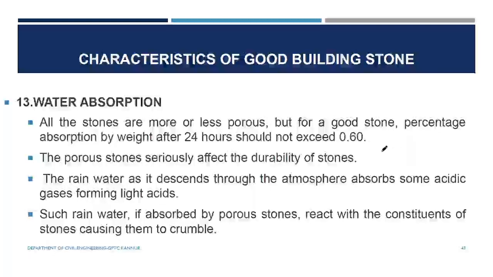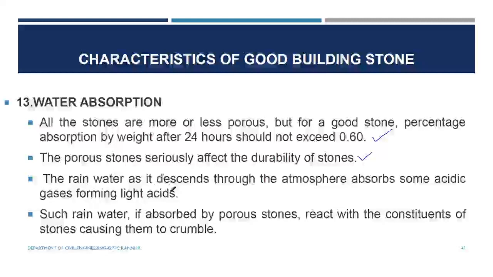How to test this? Just find out the weight of that stone today. Take the initial weight from yesterday, subtract it, then divide by the initial weight. You will get the percentage. It should not exceed 0.60. That is the limit. Porous stones seriously affect the durability of stone. It should not be porous. If it is greater than 0.60, it becomes more porous.